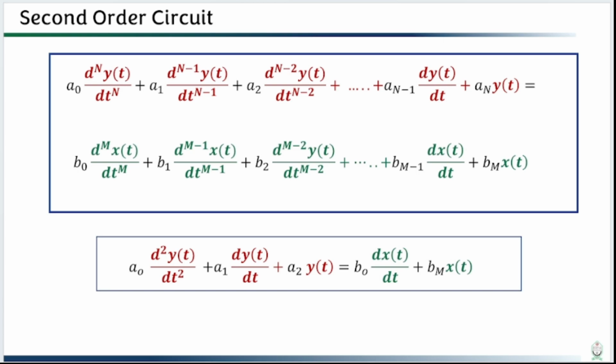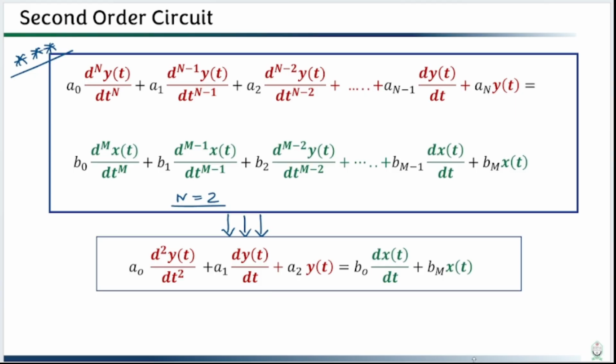We know that any LTI system can be represented by its constant coefficient differential equation, and by solving that differential equation, we can get to know about the response of that particular LTI system. So this is the general format of that constant coefficient differential equation. And if we set the order to be 2, in that case, that equation turns into a second order differential equation. So the basic representation of the second order differential equation would be something like this.